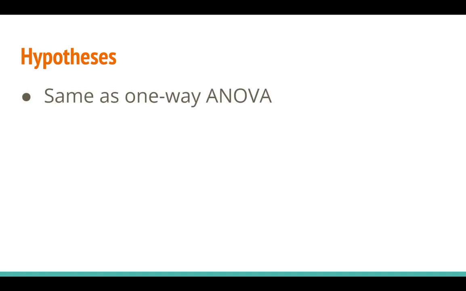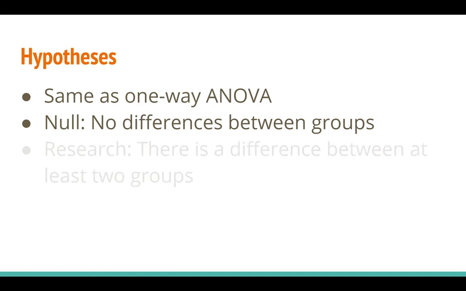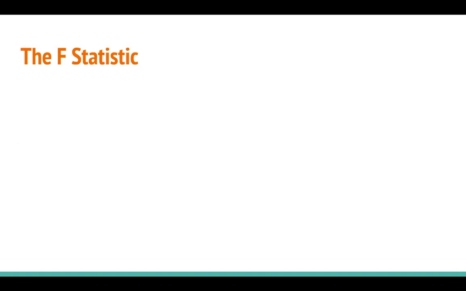So hypotheses in a repeated measures ANOVA are the same as a one-way ANOVA. So the null is still there's no difference between the groups. All of our groups will be the same. The research hypothesis is still there is a difference between at least 2 groups. Just like a one-way ANOVA, a hypothesis for a repeated measures ANOVA is always non-directional. It's always two-tailed. We still use the F statistic, and it still takes on the same general form.